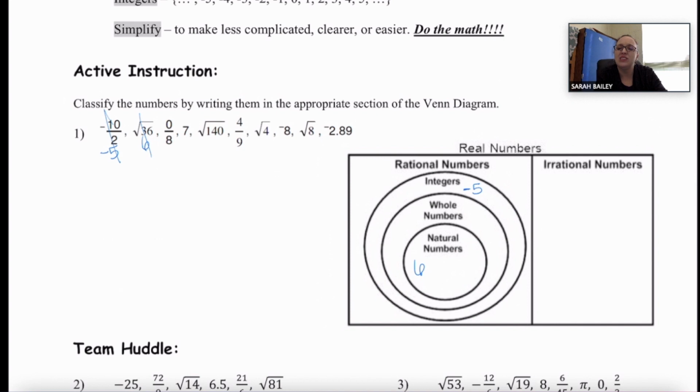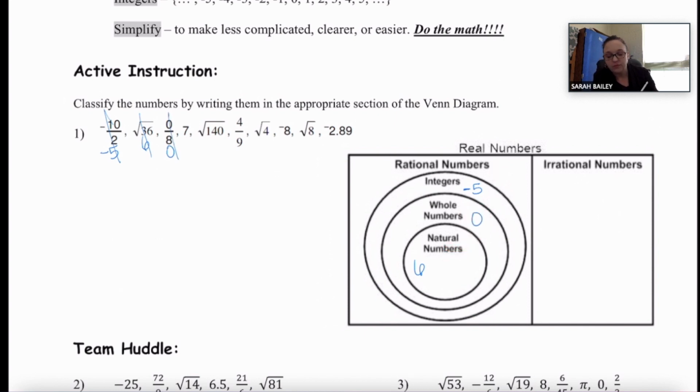The next one I have is 0 over 8. Well, 0 over 8 is just 0. So really I'm classifying 0. Is 0 irrational? No. So that means it must be rational. Okay, is 0 an integer? Yes. Is 0 a whole number? Yes. Is 0 a natural number? Do you count with 0? No. So whole numbers is where I left off, so it's going to go right here in the whole numbers section.